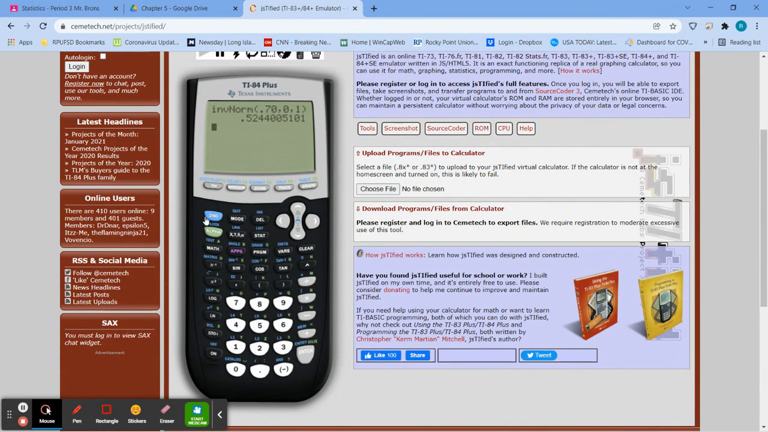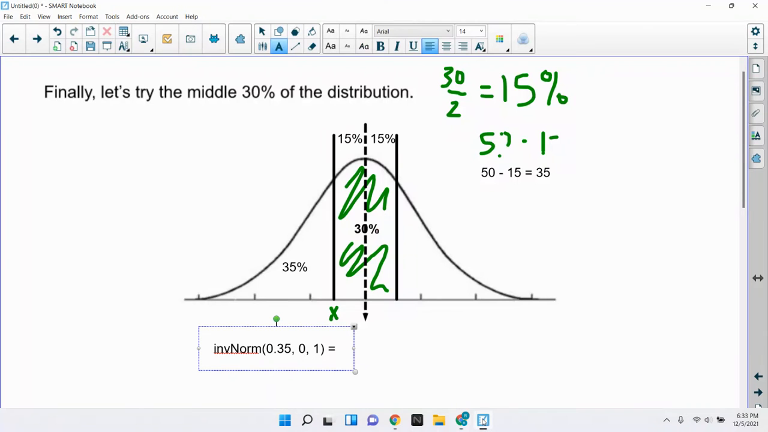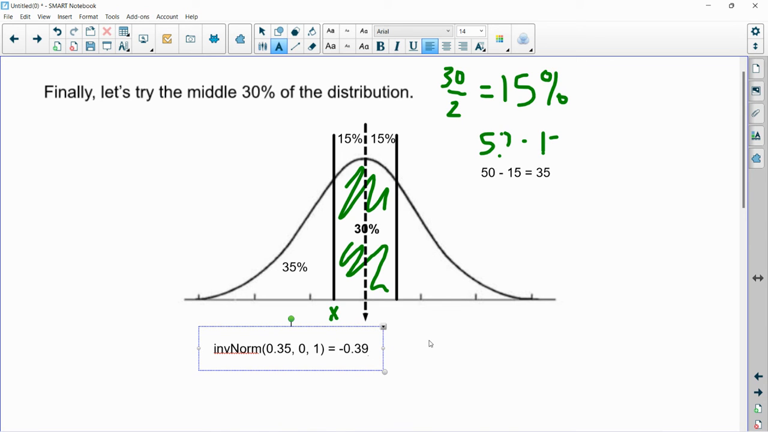Go ahead and do that. Second, bars. Inverse normal. My area is 0.35. Okay, go down to paste, enter, enter again, negative 0.39. So we got negative 0.39. Negative 0.39. So that's the first one. Done. We have the second line here.